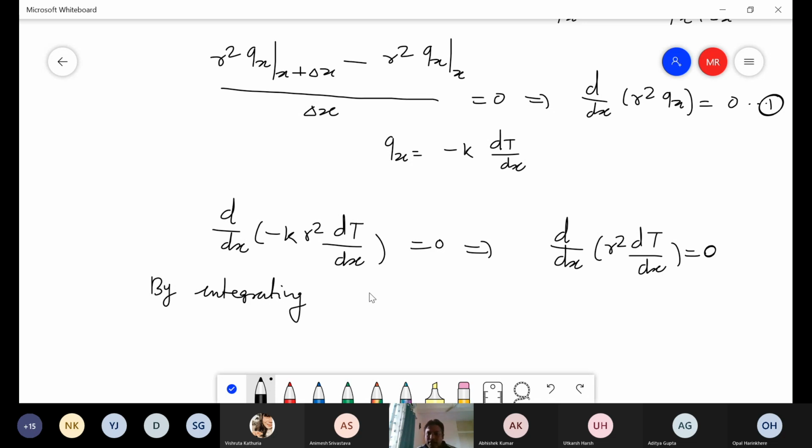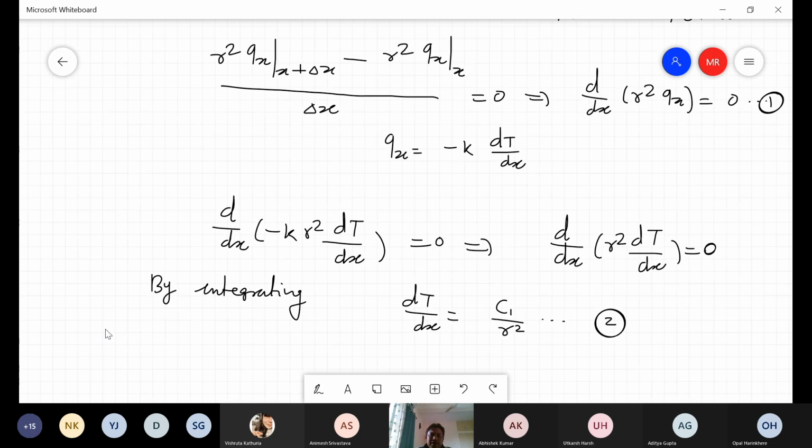what we are going to get is dT by dx is given as c1 by r square. So that is equation number 2. Okay. So this is just a slight rearrangement of what I have written earlier. I have got rid of even k because the right hand side is 0, so it doesn't matter. The effect of k will be embedded here in c1, isn't it? Correct.